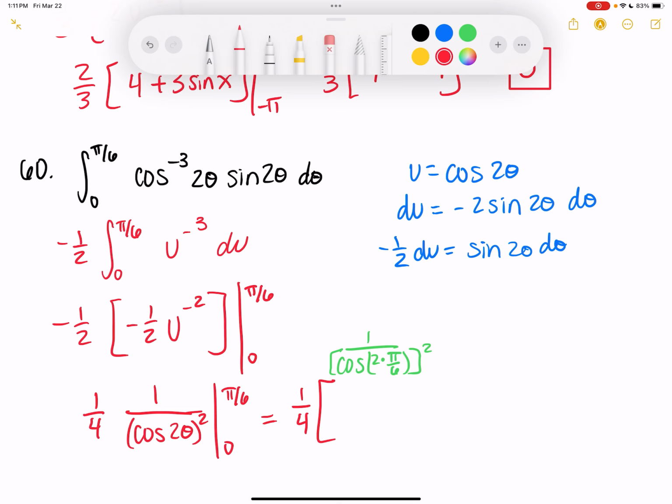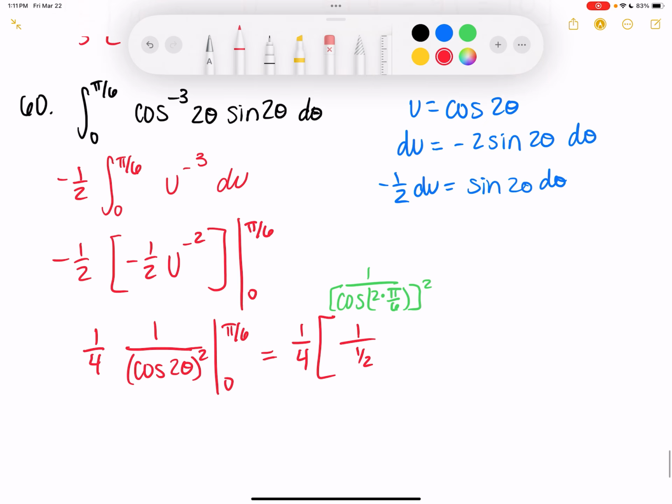Yes. So 1 over 1/2. And I'm going to write it this way, and then I'll flip that in a second. That whole piece is squared. Don't want to forget that. Minus, do the same thing but for 0. So this is going to be 1 over cosine of 2 times 0. That's the cosine of 0. And then it's being squared. Also, I should have, hold on. I need to fix this. This square should only be on the bottom.